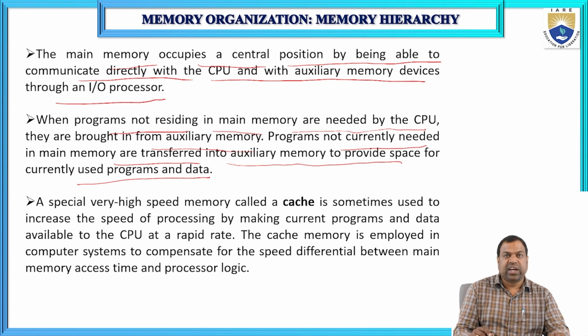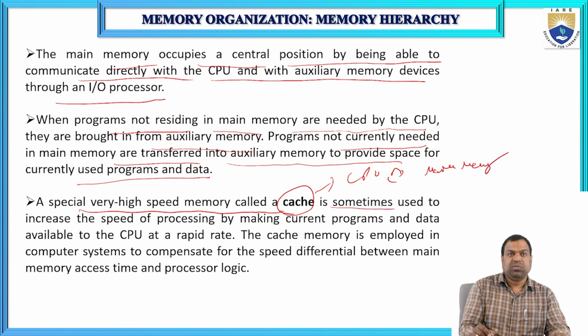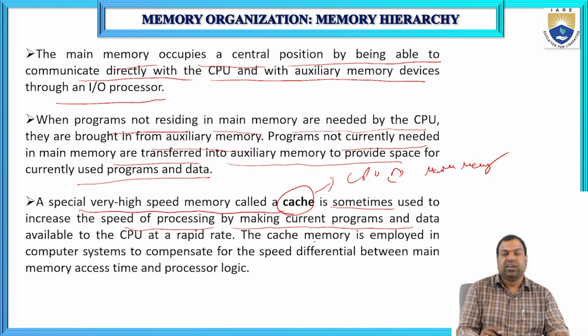And a special very high speed memory called cache memory plays a very important role for the CPU and main memory. It is a very high speed memory, sometimes used to increase the speed of the processor by making current program and data available to the CPU at a rapid rate. In less time, more data should be transferred. That is a rapid rate. The data transfer rate will increase when I'm using cache memory. So it is not mandatory to connect it between the CPU and memory, but when I need it, we will connect it.